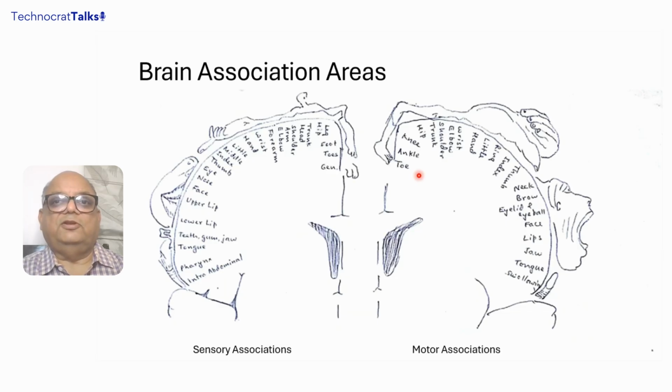Suppose you slice the head somewhere here in the middle, take a cross section. This is how it will look, and this is where the various parts of the body are mapped onto the brain. So these are the input side, the sensory associations. The inputs are coming to these physical zones of the brain, and outputs are controlled from this side of the brain. Okay, so which region will control what?